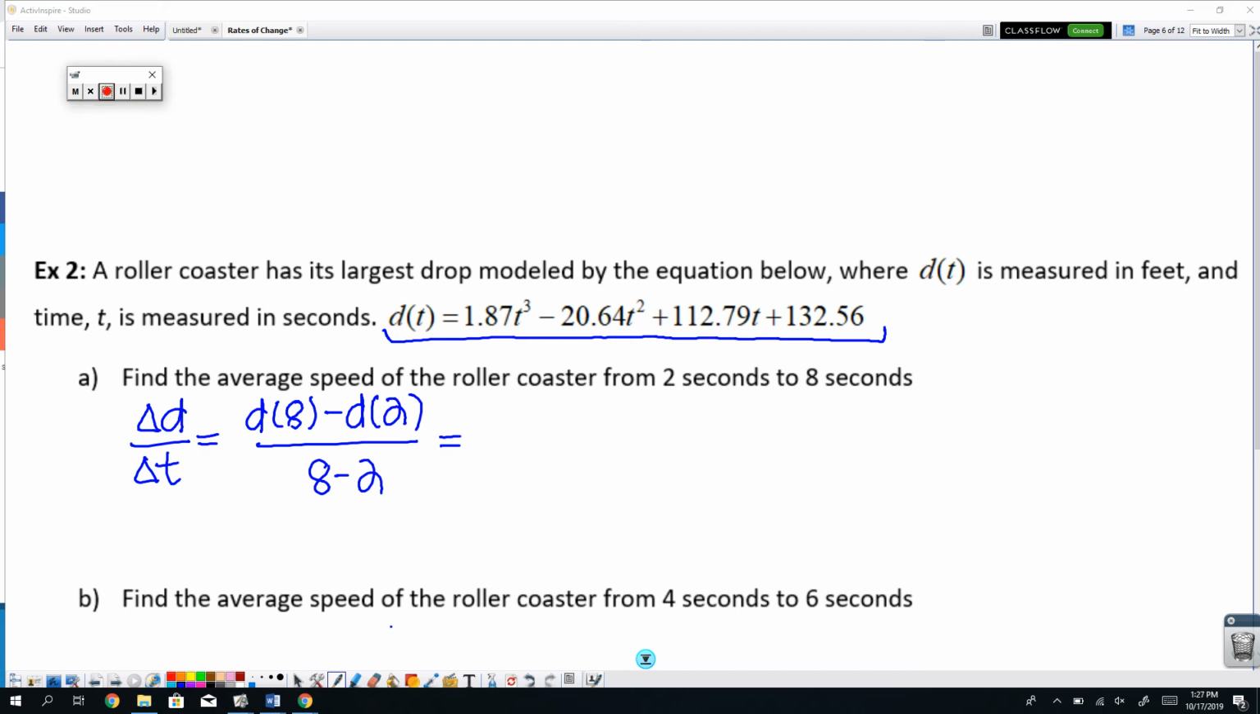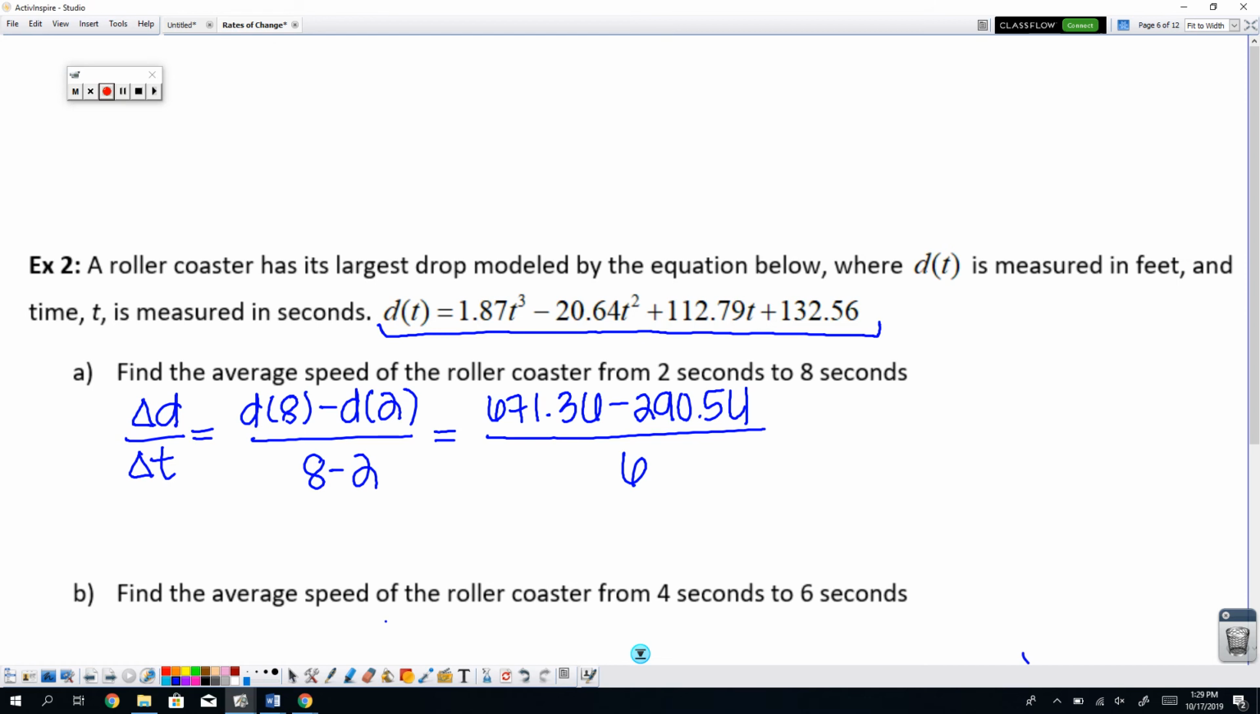Alright, so I'm ready to input any values that it wants. It wants 8, so I'm going to plug in 8. So d of 8 is 671.36, so we're going to write 671.36. Then we're going to subtract d of 2, which is 290.54. And then on the bottom, we'll have over 6. And that gets us 63.47. Then we want to make sure that we're using units, so it looks like it's feet per second. We're going to want to make sure we use units every single time we're asked a question.